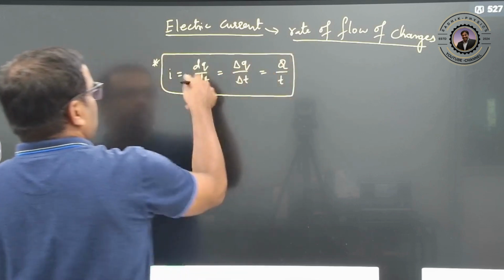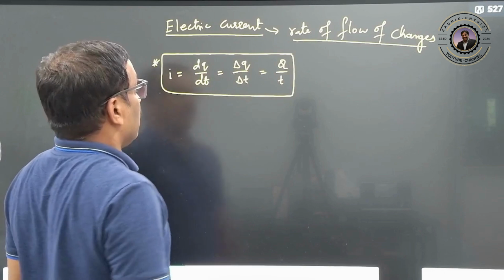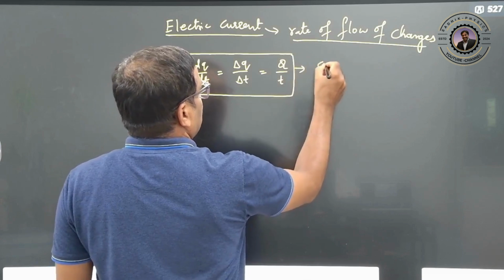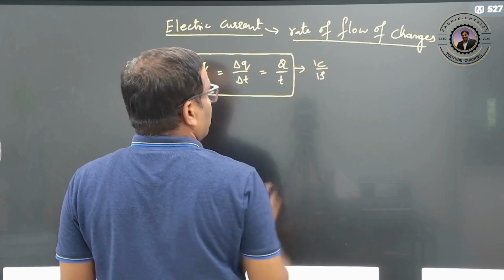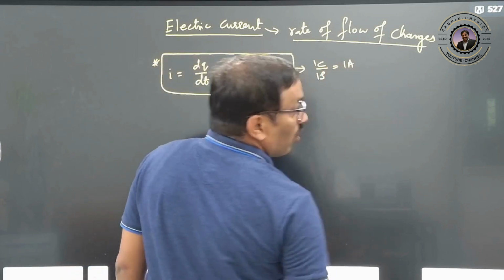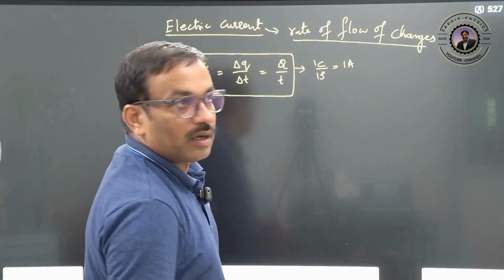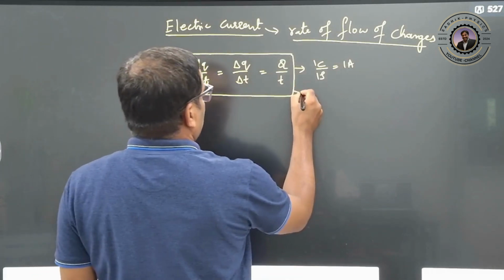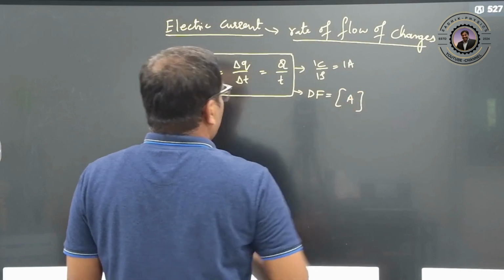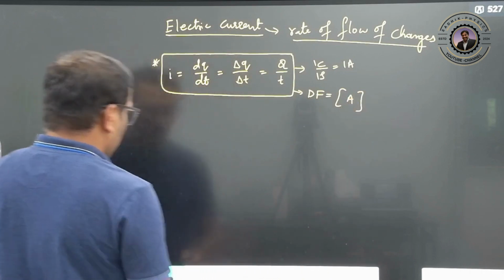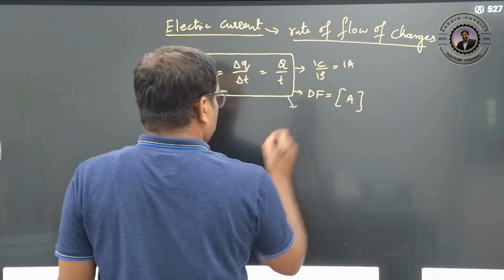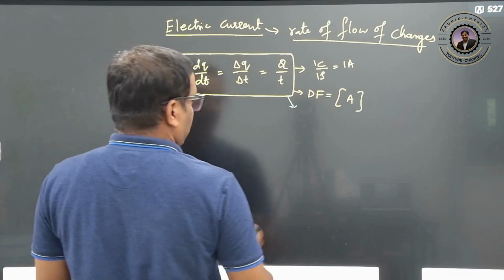This is an instantaneous current, and this is a constant current. What is the unit? It is coulombs per second. 1 coulomb of charge flowing in 1 second is said to be 1 ampere. The ampere is a fundamental quantity, so the dimensional formula is the ampere itself, because current is a fundamental quantity. Now, is it a vector or a scalar?